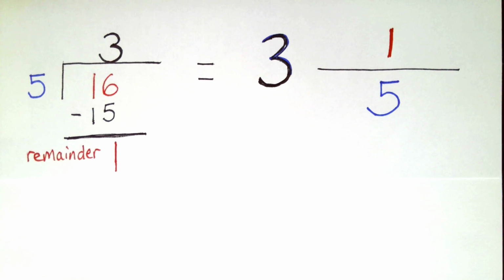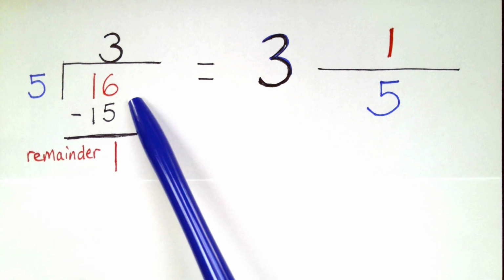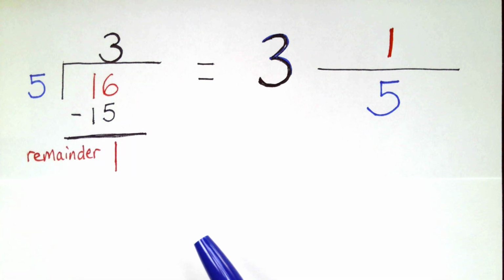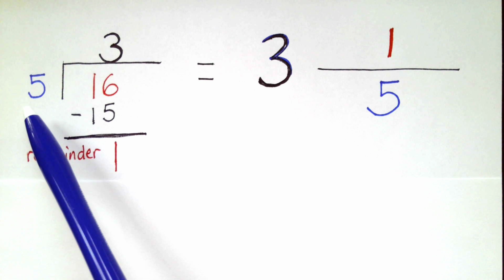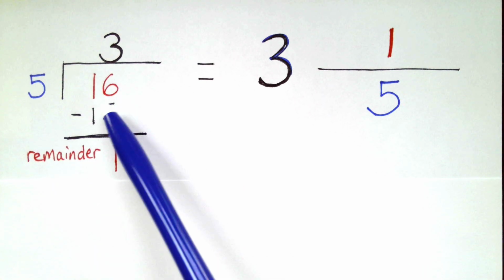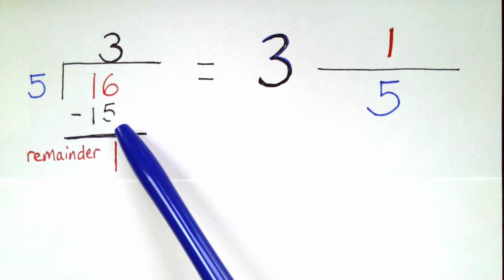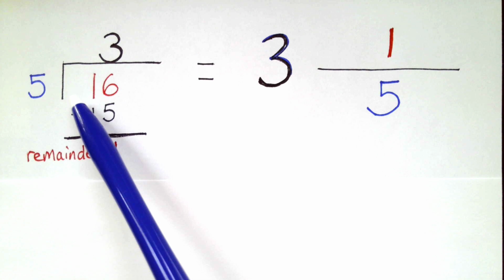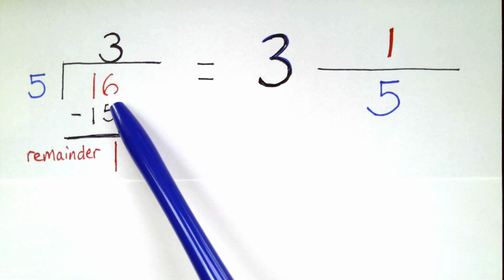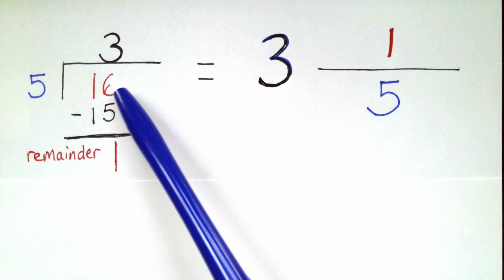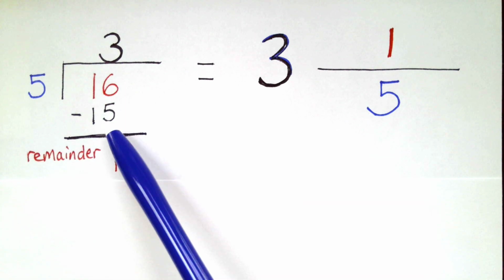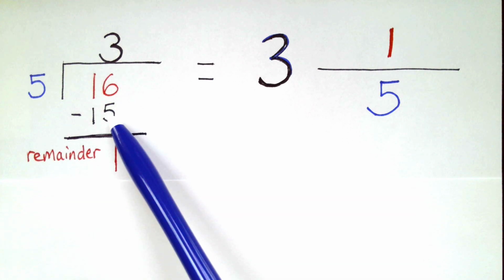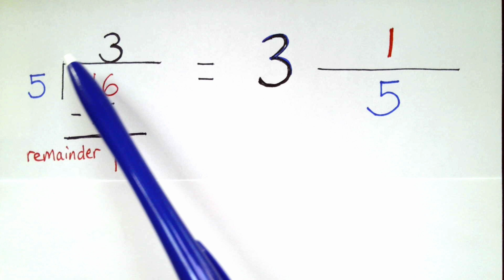Okay, let's take a look at what this looks like with some numbers. We're going to use the fraction 16 fifths that I showed you a moment ago. 16 divided by 5. 5 times what number gets me closest to 16 without going over? Well, 5 times 3 is 15. It's not larger than 16 and it's less than 16. So we're looking for a product less than or equal to 16. 15 fits that criteria. 5 times 3 is 15.